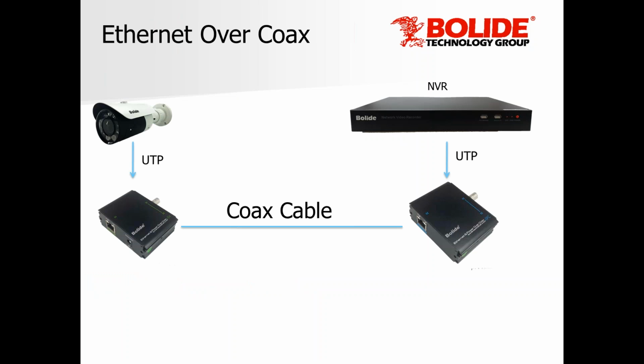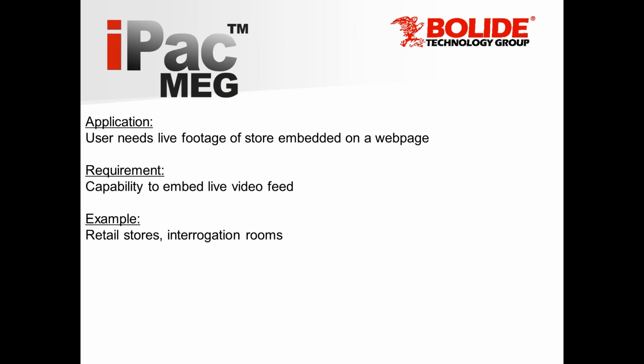So this will allow you to not only save money without having to install new runs, but also not having to buy other extenders to extend runs on new cameras. These converters are sold in pairs. One side is connected to your camera, and one side is connected to your head end. That could be an NVR, or it could be a switch. So that solves that problem.